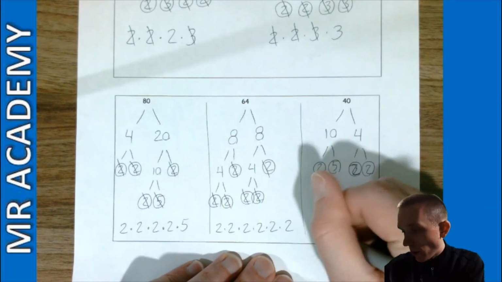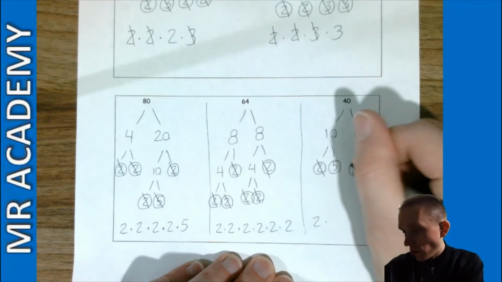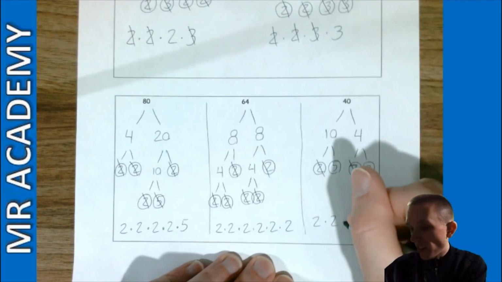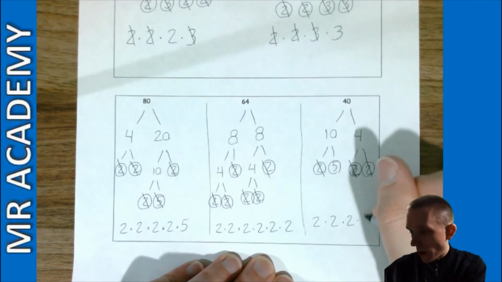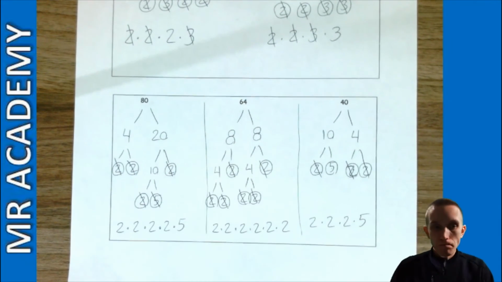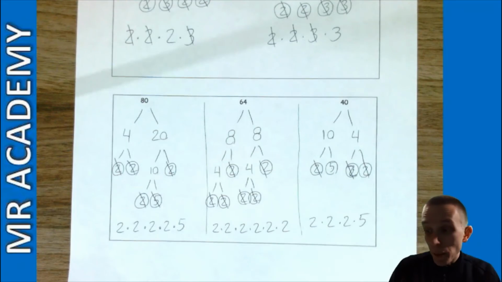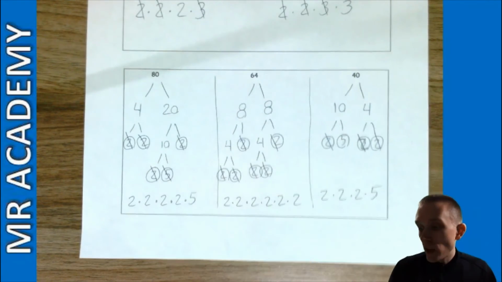And then we'll write them out. 2 right there. I've got another 2 right here. It's an ugly one, but it's there. I've got another 2 right here, and then I've got a 5. Okay. I ran out of room in that box, so I'm going to have to write down here.